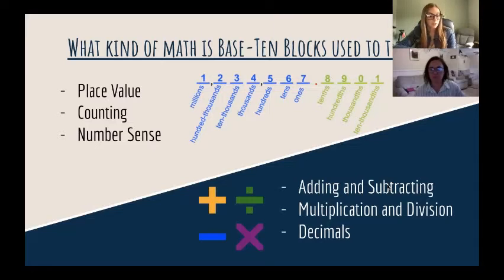Additionally, they can also multiply by putting three tens together. 3 times 10 is 30. So they are able to use these as a visual, which many students, I wish we had when we were younger.